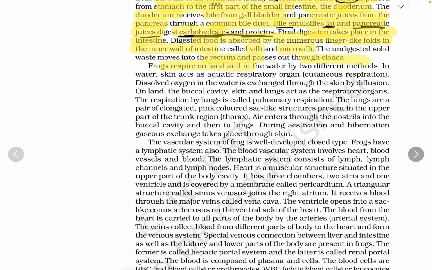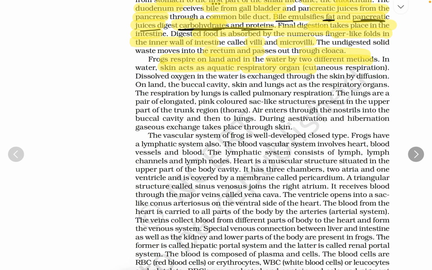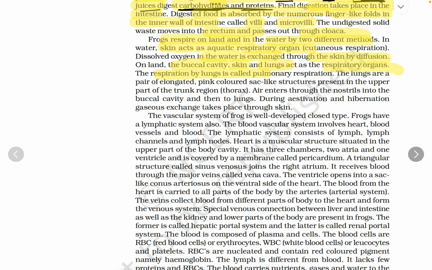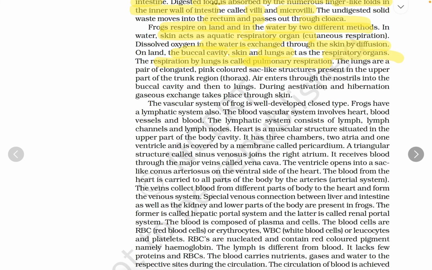Frogs respire on land and in water by numerous methods. So two methods are there. The skin acts as an aquatic respiratory organ. Dissolved oxygen in water is exchanged through the skin by diffusion. On land, the buccal cavity, skin and lungs act as respiratory organs. The respiration in the lungs is called pulmonary respiration. The lungs are a pair of elongated, pink, sac-like structures present in the upper trunk region, the thorax. Air enters through the nostrils into the buccal cavity and then goes into the lungs.